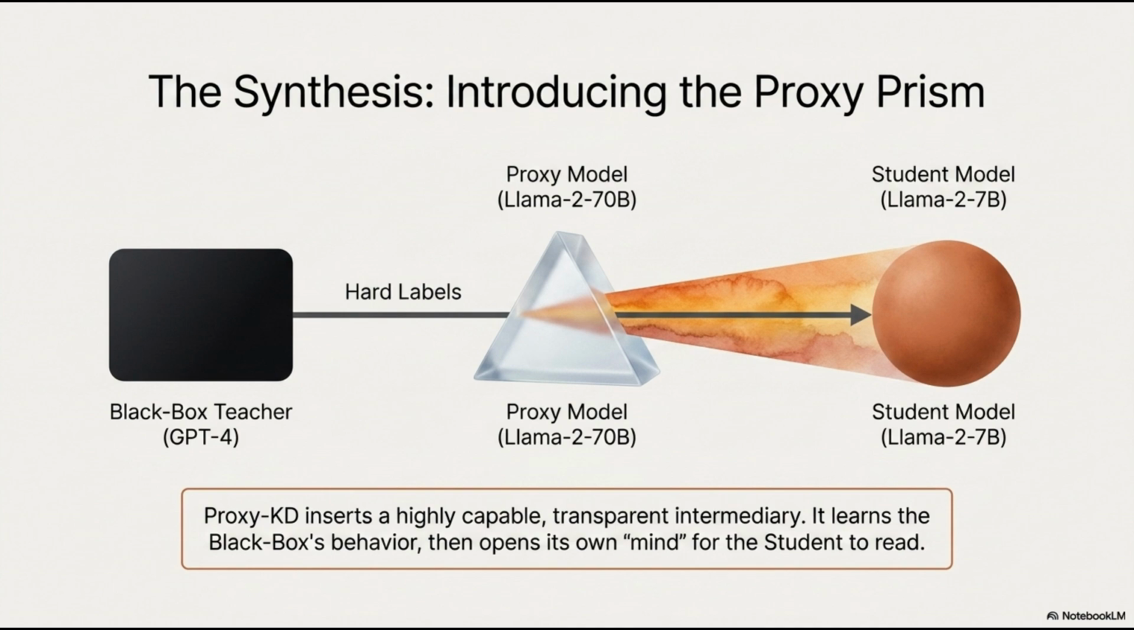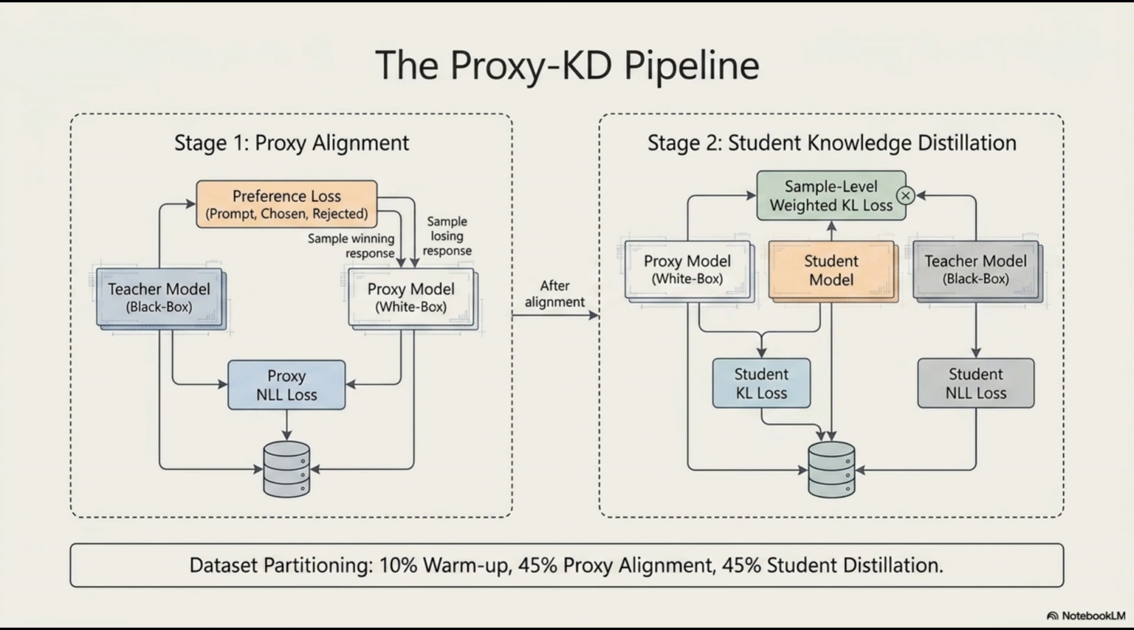So we get the big brain of the closed model translated through the complete transparency of the open model. The dynamic is brilliant on paper, but you can't just grab a 70 billion parameter model off the shelf, drop it in the middle, and assume it's going to flawlessly translate GPT-4's logic. Oh, you can't. No. If you do that, it actually creates a catastrophic game of telephone.